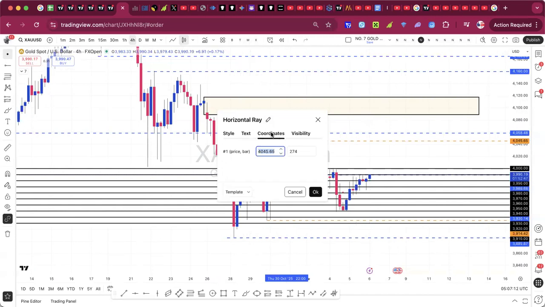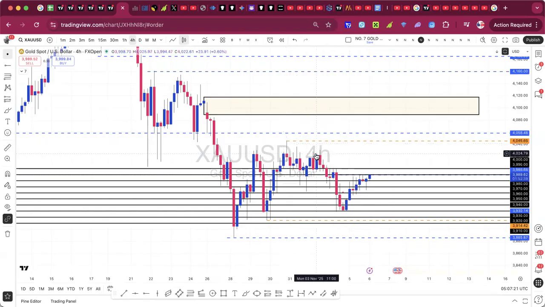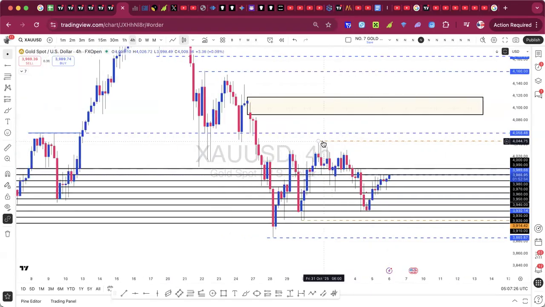Okay, I think it's cool. It's okay, so let's just forget about it. It's there. Now, this is the point here. So that means we need to actually break above this, that is 4,045 or 46 thereabout. And now we actually need to break above it.